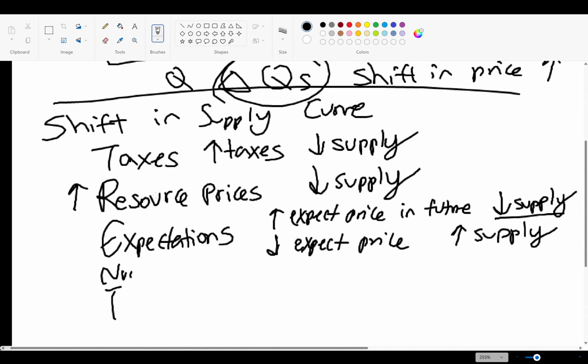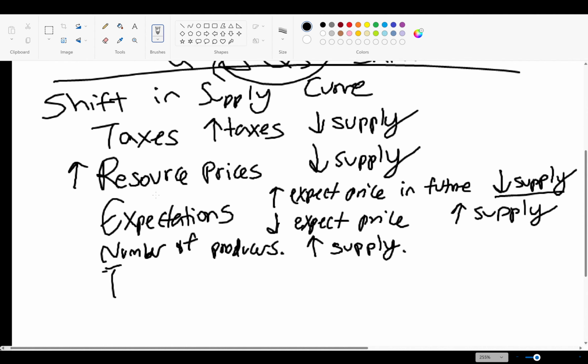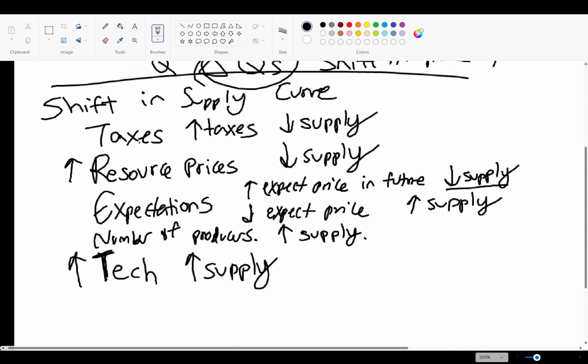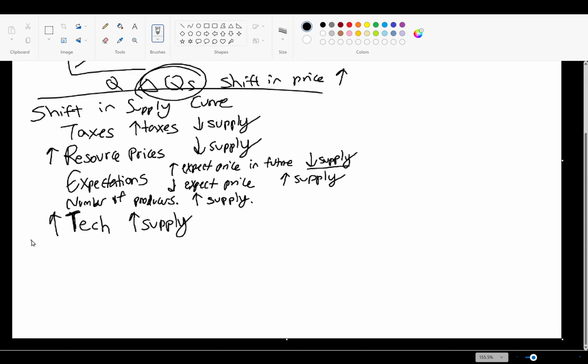Now N means number of producers or competition. So the more people you have competing for this good, for example restaurants, the more supply you have. That makes sense, right? Like the more restaurants there are, the more food that is made. So the last T is technology. So if technology increases, then the supply will obviously increase. And that's basically it. And that's basically what shifts supply curves.